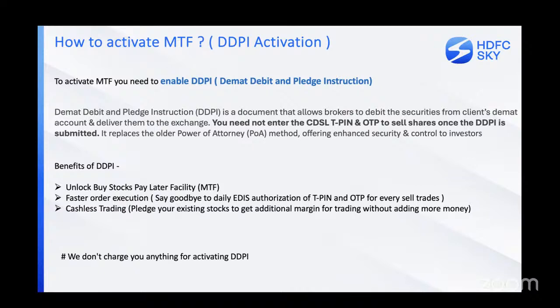Sometimes you are doing a transaction on the web and you don't have your phone, or your SIM card is not in range or something like that, so the OTP won't come. To avoid this hassle, you can simply activate DDPI. Once you activate DDPI, you won't be asked to enter any T-PIN or any OTP for every sell trade. This particular process will get eliminated.